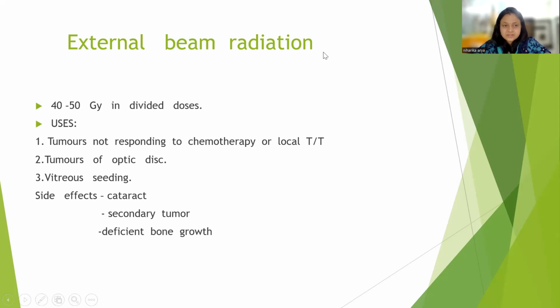So external beam radiation is 40 to 50 Gy in divided doses. Uses are tumors not responding to the chemotherapy or the local treatment, tumors of the optic disc, or vitreous seeding. Side effects include cataract, secondary tumors, or deficient bone growth.